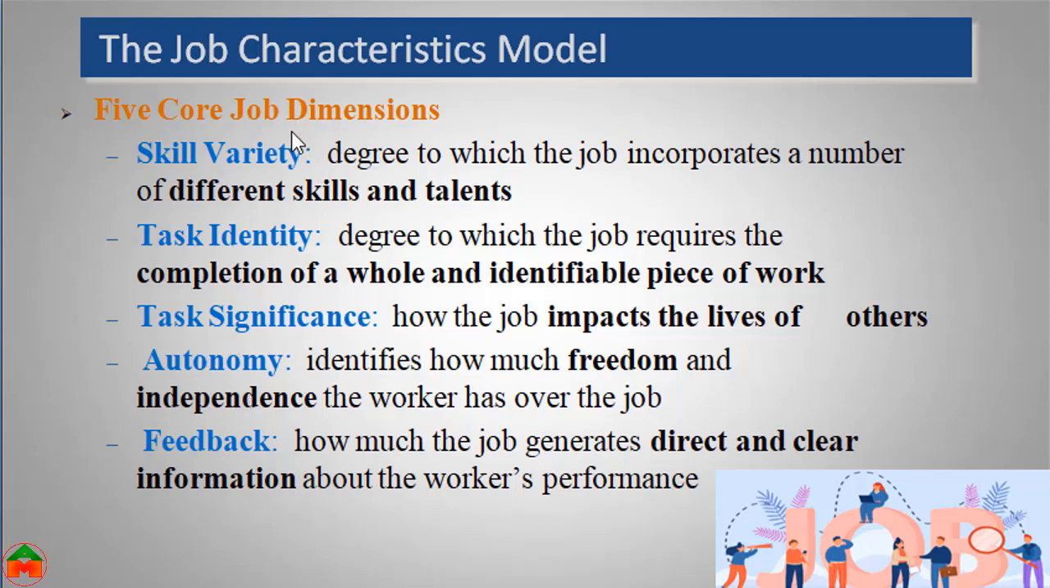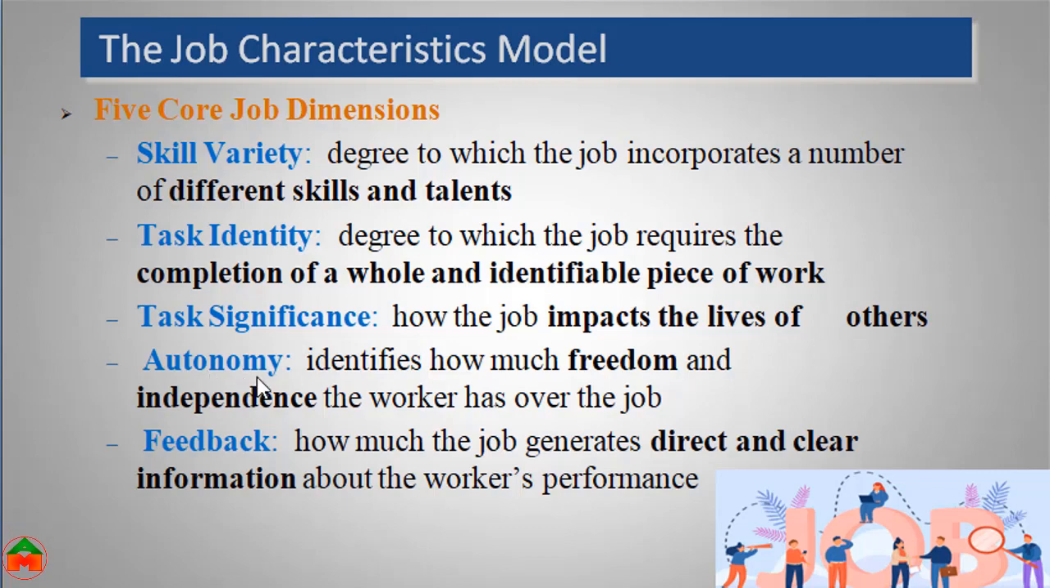That means the job characteristics model looks at describing any job in terms of 5 core dimensions. The skill variety indicates the degree to which the job incorporates a number of different skills and talents. The task identity indicates the degree to which the job requires the completion of a whole or identifiable piece of work. And the task significance represents how the job impacts the life of others.